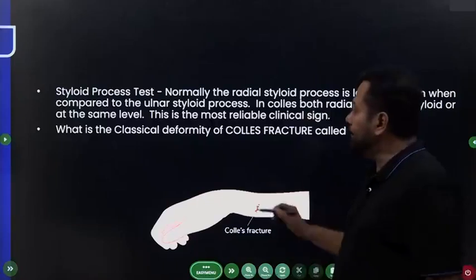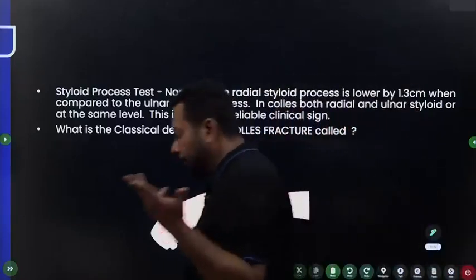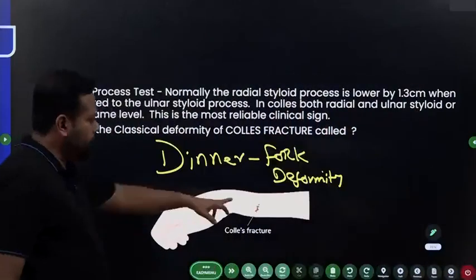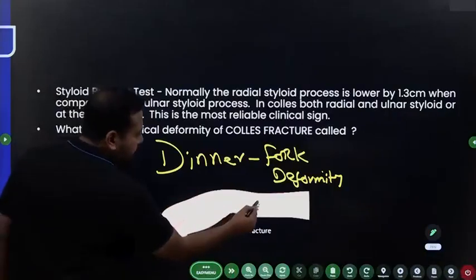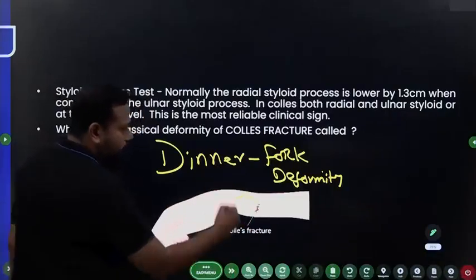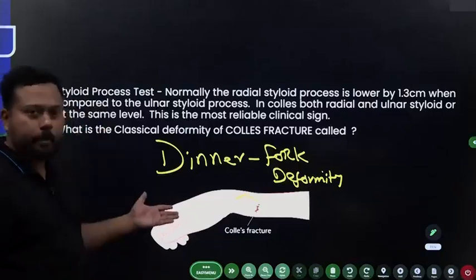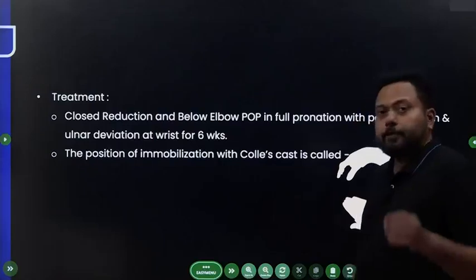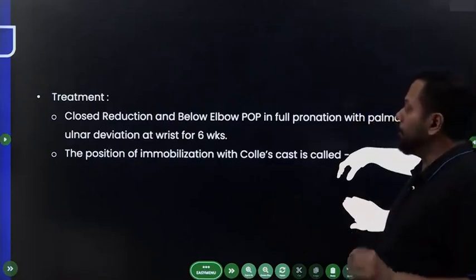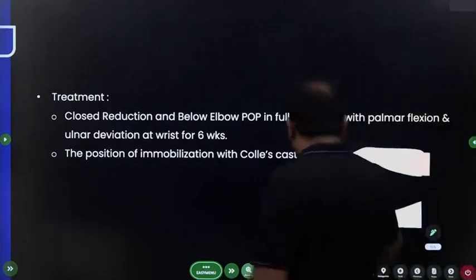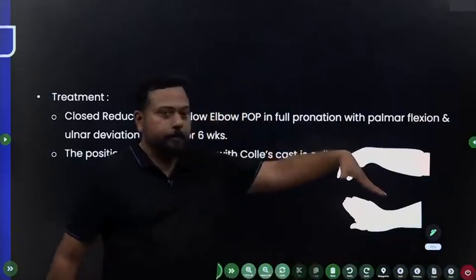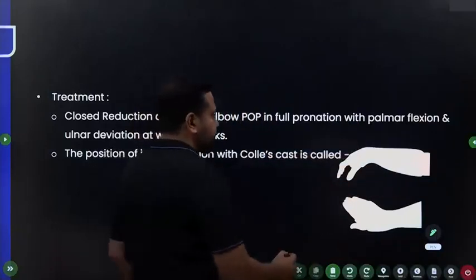The classical deformity of Colles fracture is called dinner fork deformity. Why the dinner fork deformity? This is because of the dorsal tilt and dorsal displacement of the distal fragment. Exactly like a dinner fork it will go, so it is called a dinner fork deformity. Treatment of choice is closed reduction, below-elbow POP cast in, look at the diagram, palmar flexion, ulnar deviation.